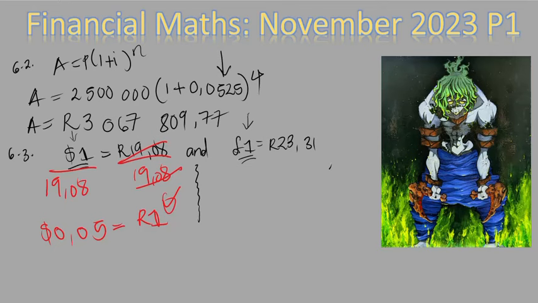The next part that I have to do is to make sure that I make rand the subject of the formula also on this side. So I'll divide this side by 23.31. What I do on the right, I also do on the left. So this cancels that, such that now I'm left with 1 rand on this side. And then in terms of pounds, pound for pound, I have 0.04. Where is it?